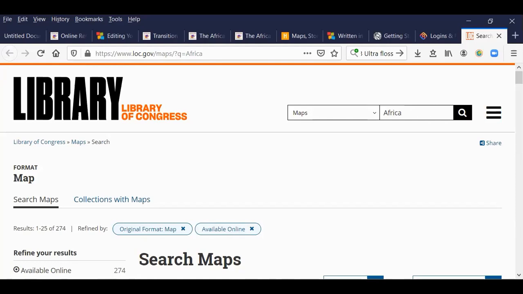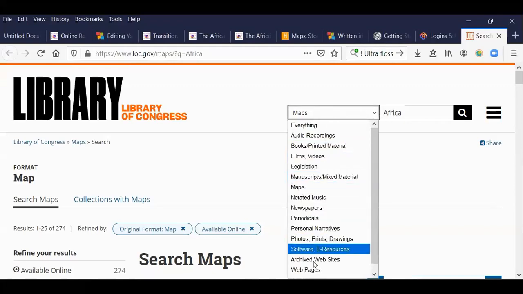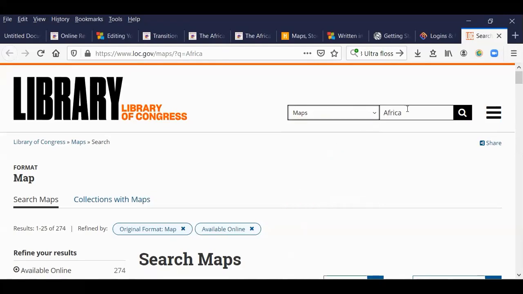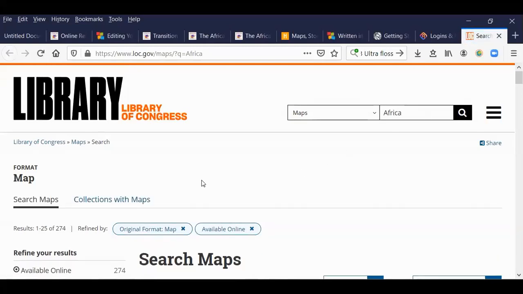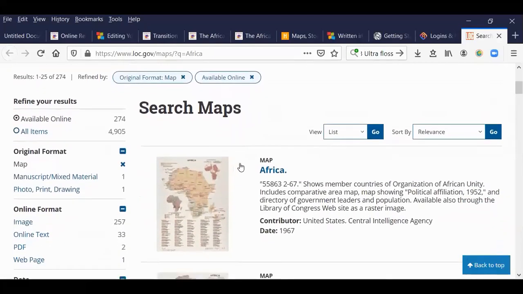And you can see directly that we can enter a term up here in search in the map collection, which is one of their digital collections. You can go through the different kinds of films and legislation and narrated music, all sorts of things. But if you click on maps and then put in the word Africa and then search, what you'll get back is a list of maps. In this case, 274 are available online.